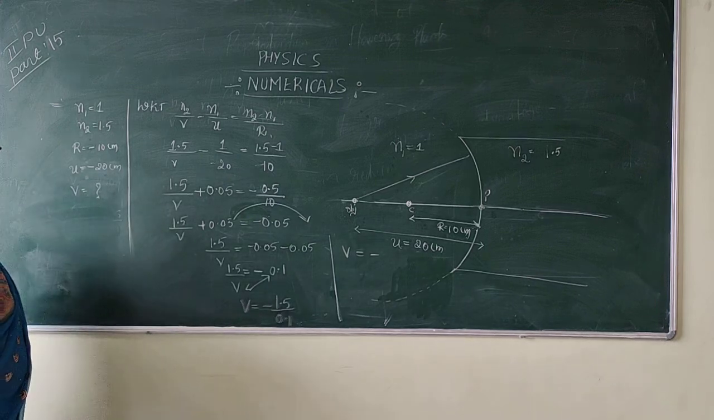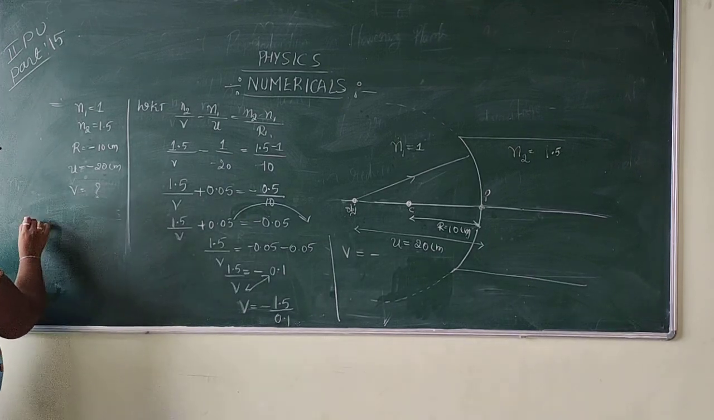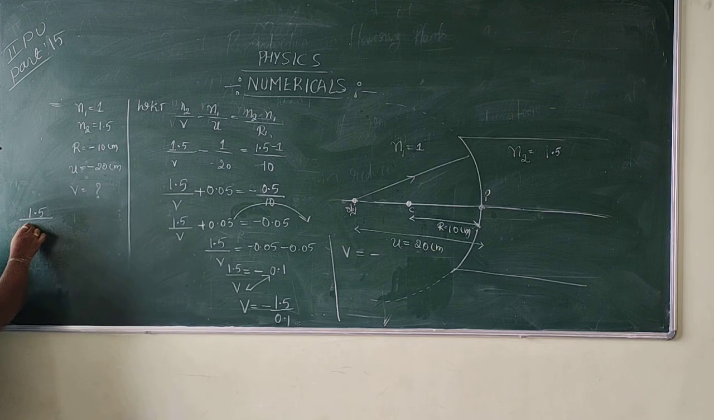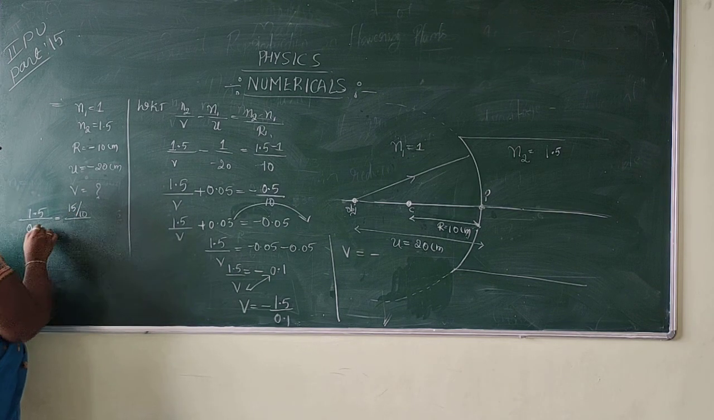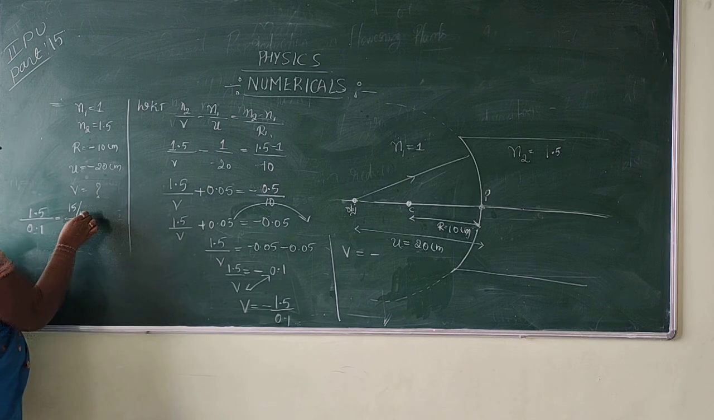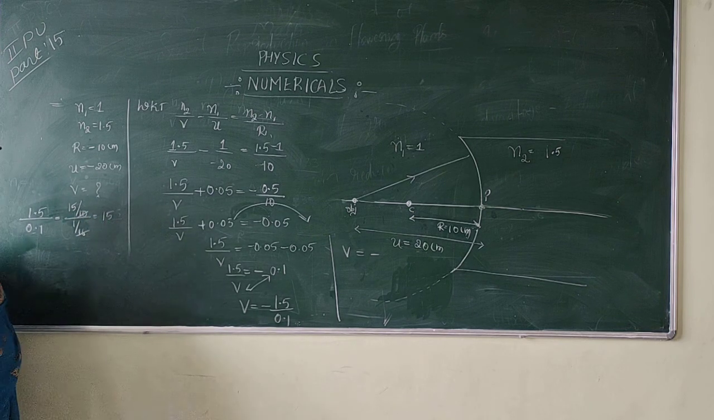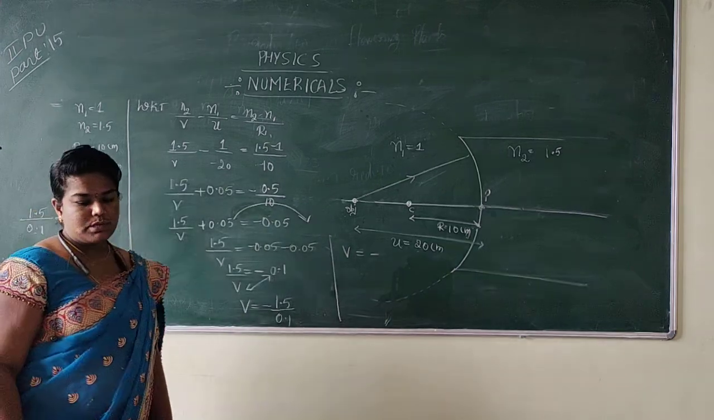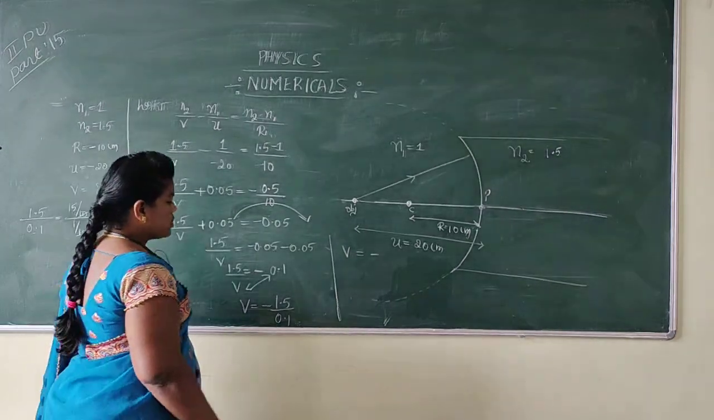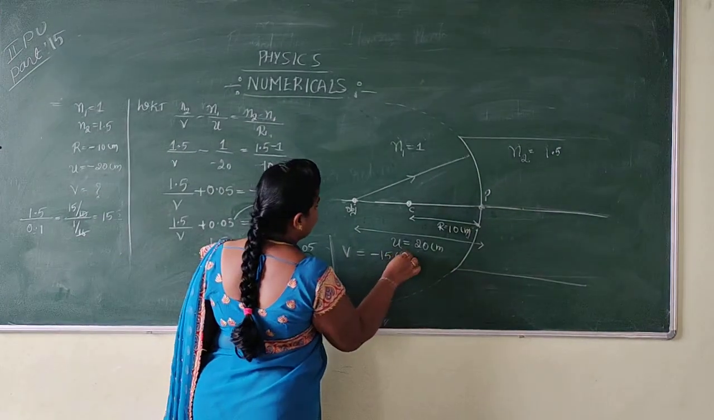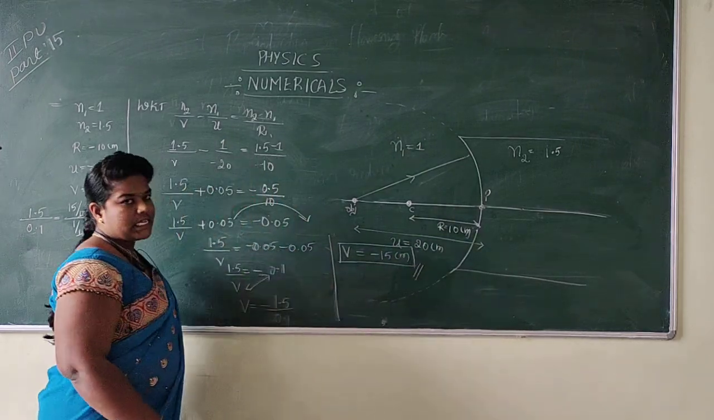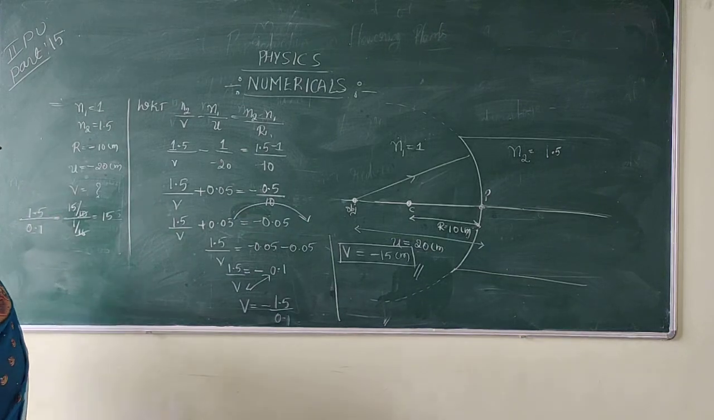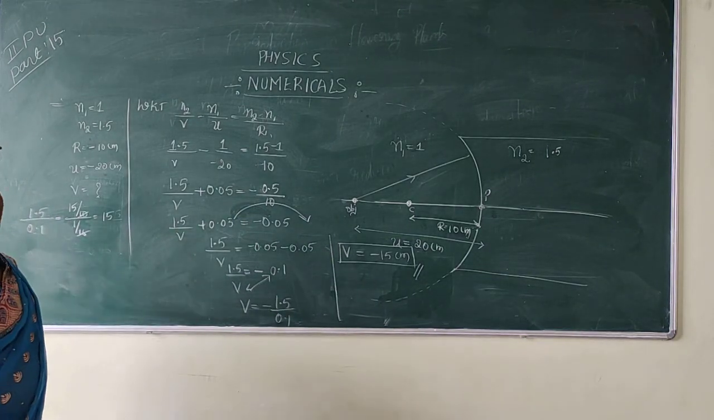See, 1.5 by 0.1. 1.5 means 15 by 10, and 0.1 means 1 by 10. The 10 cancels, so we get 15. Otherwise use your calculator and solve. So how much does v come? 15 centimeter. See, v is equal to minus 15 centimeter. So the image distance is minus 15 centimeter.